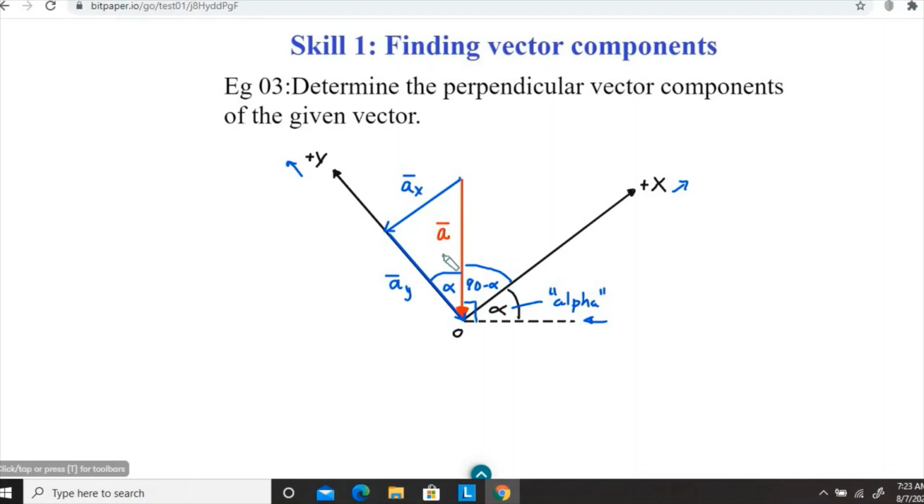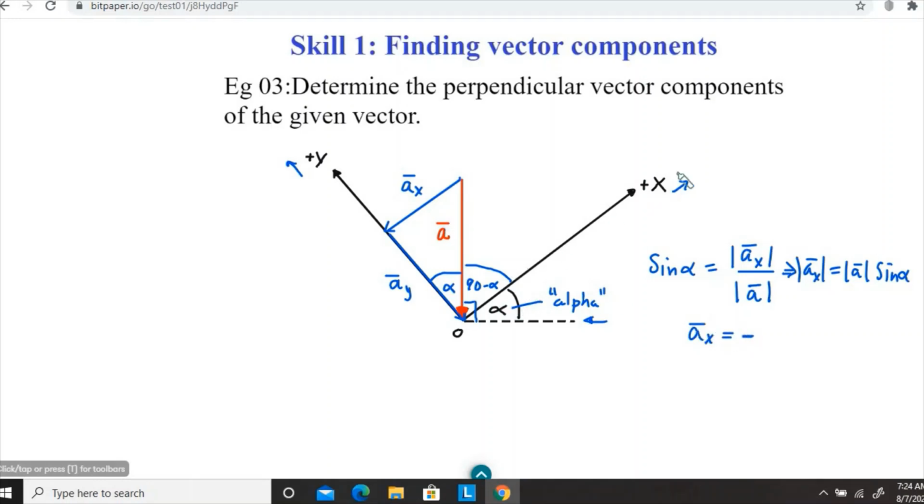So now let's look at sine alpha first. Sine alpha is opposite over hypotenuse. So the magnitude of the opposite is the magnitude of the ax vector over the magnitude of the a vector. And from here, you are going to get the magnitude of the ax vector is equal to the magnitude of the a vector times sine alpha.